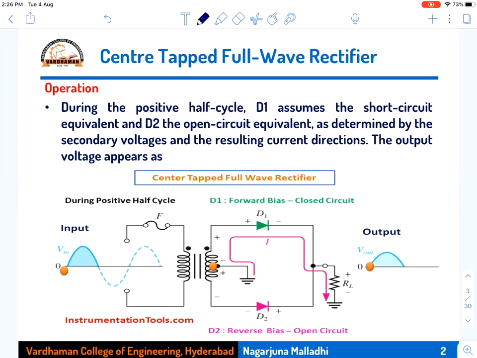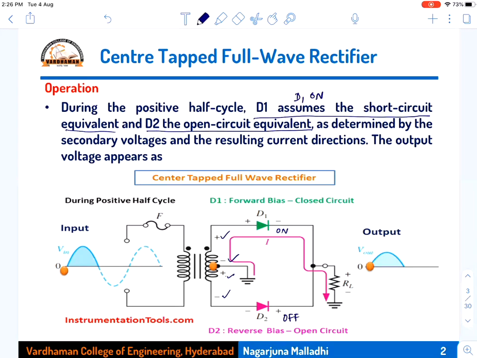Next, if you see the detailed operation of this center tap full wave rectifier, during the positive half cycle, diode D1 assumes a short circuit equivalent because diode D1 is on and it is forward biased. And diode D2 is the open circuit equivalent because it is reverse biased. When you apply the positive half cycle, the diode D1 is on because of the polarities shown, positive, negative. On the other side, this will be positive, this will be negative. Therefore, negative is connected to the anode of the second diode D2, so this diode will be off.